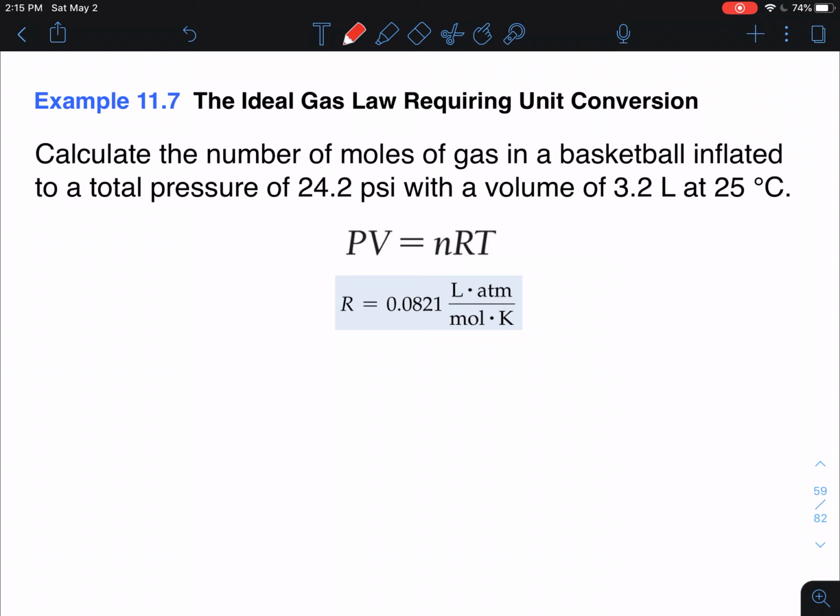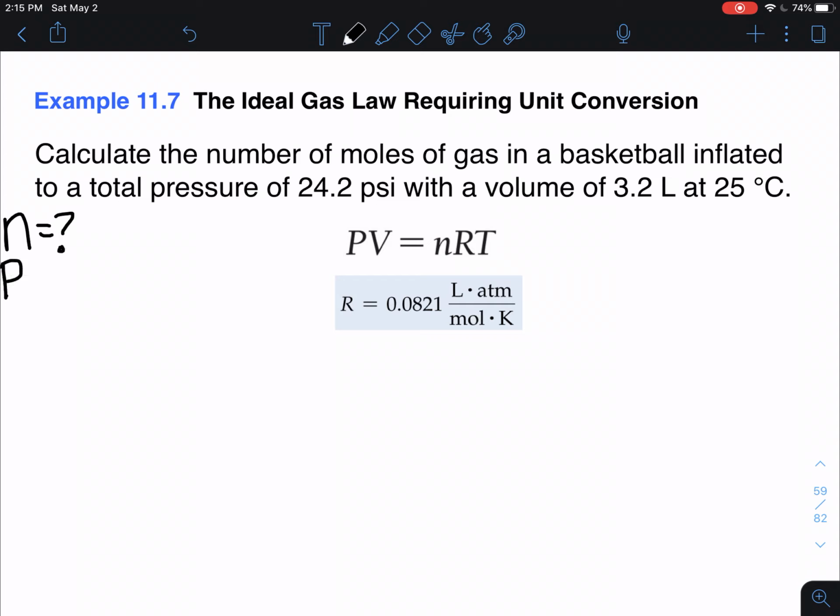Okay, so let's do another problem. Calculate the number of moles of gas in a basketball inflated to a total pressure of 24.2 psi with a volume of 3.2 liters and a temperature of 25 degrees Celsius. So again, we're going to start isolating our variables. We're solving for n.